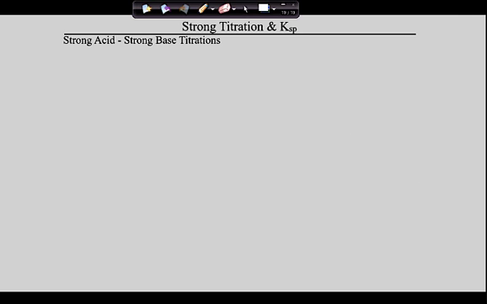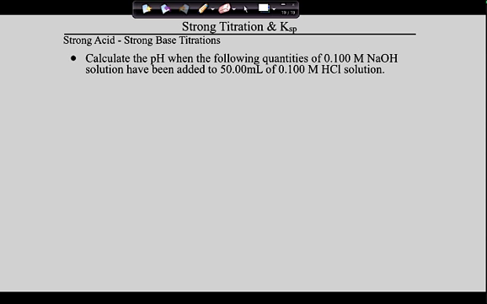And so we're going to solve this problem. So guys, you want to write this down, it says calculate the pH when the following quantities of 0.1 molar sodium hydroxide have been added to 50 milliliters of 0.1 molar HCl.